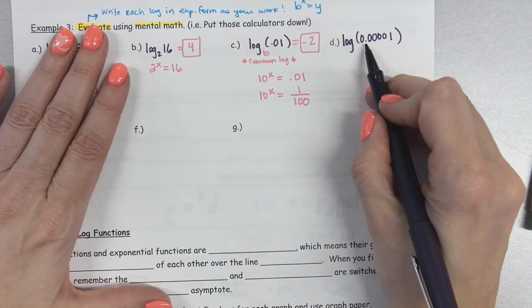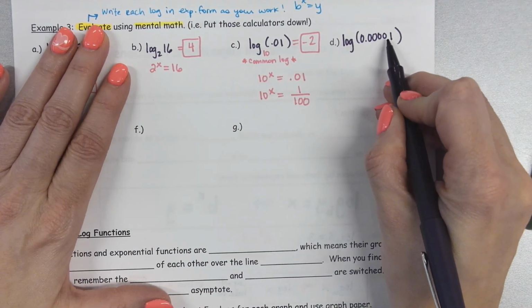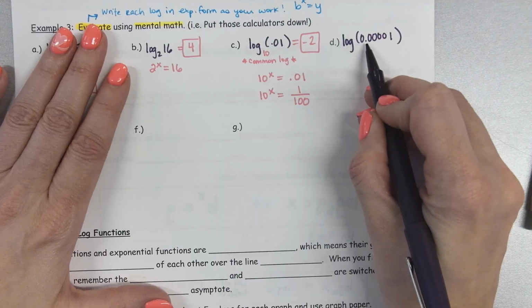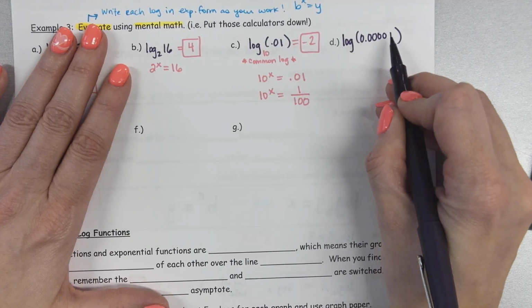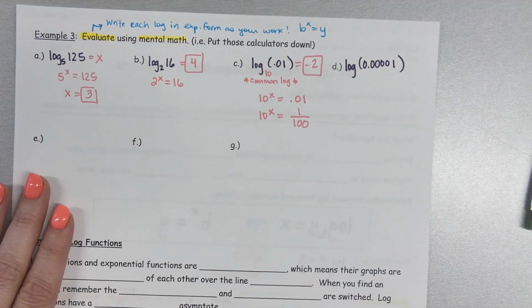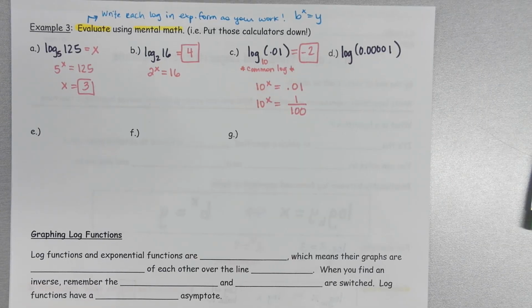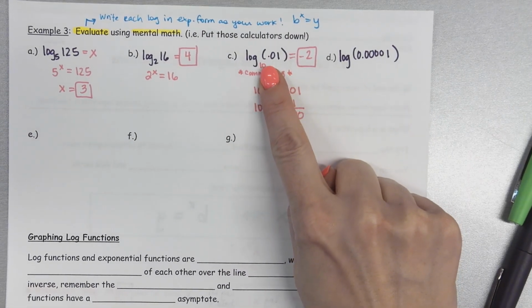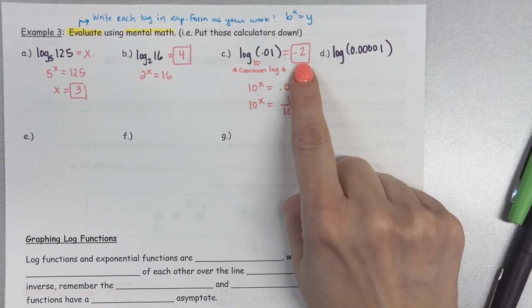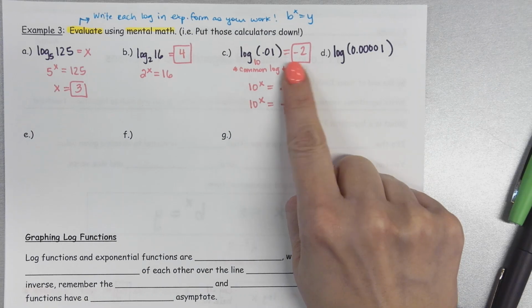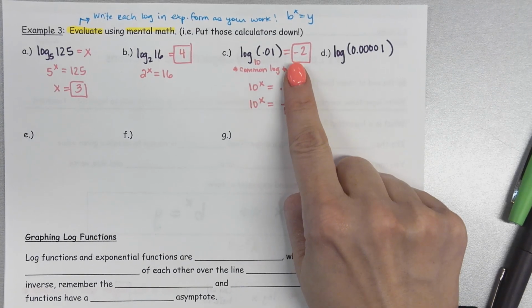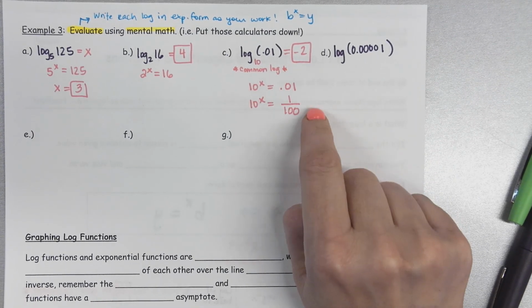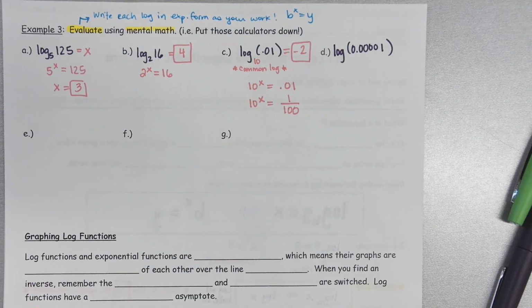Okay, so this is 0 point, and then there's 1, 2, 3, 4 zeros, and then a 1. So 0.00001. Yes, between the 1 and the decimal. Okay, let's see if we can come up with a relationship. So this was 0.01. This is -2. Is there something we could do with the decimal that could lead us here? Yeah, you move the decimal 2 places, and then that would make what number?